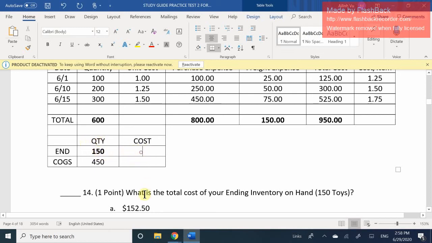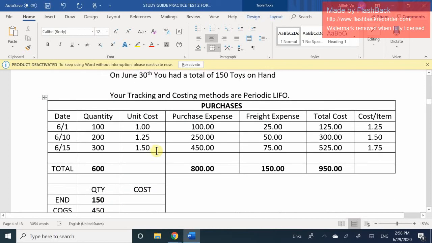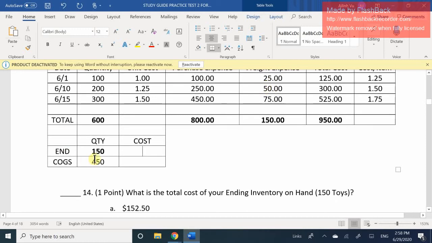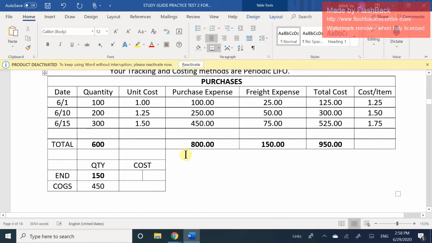You want to solve for ending inventory? It should pan out exactly how it's supposed to. Okay. So you want to solve for ending inventory? Yes? Okay. So let's look at our costing method. What is our costing method? LIFO. Last in, first out. Okay. But we want to solve for ending inventory. So what do we need to do if we're going to solve for ending inventory? The end is 150.